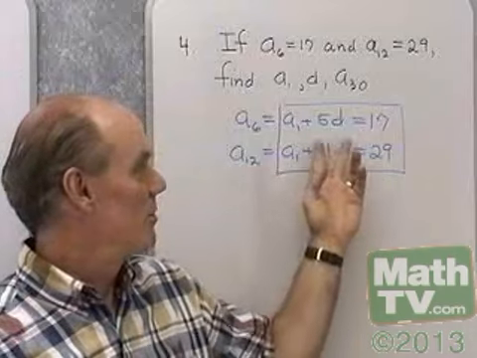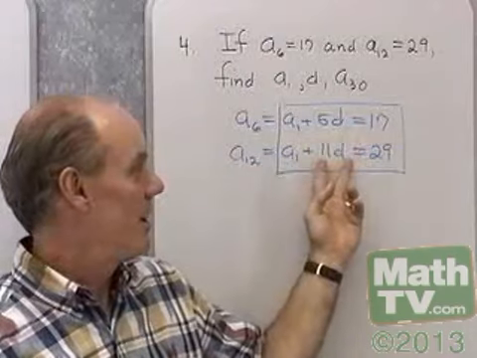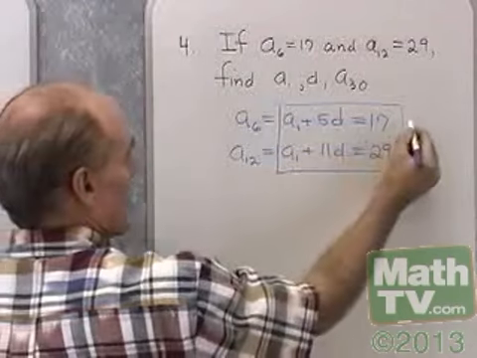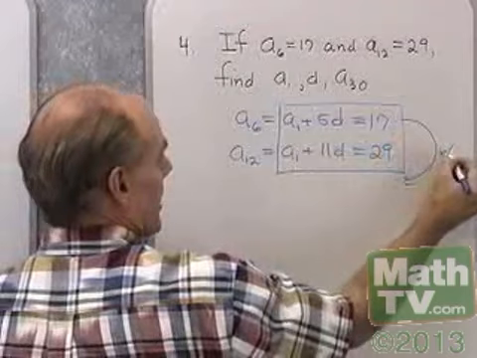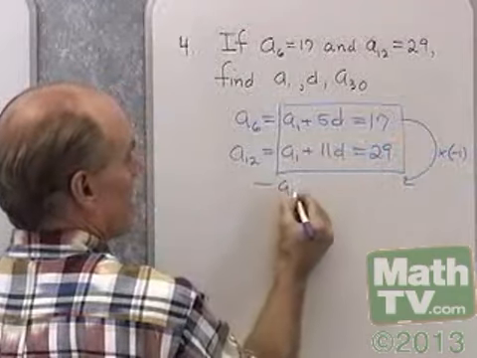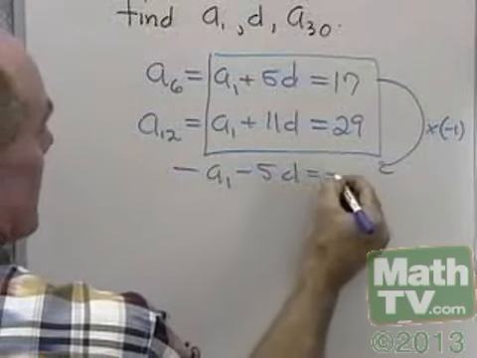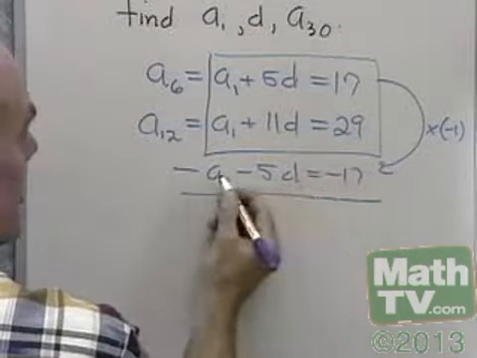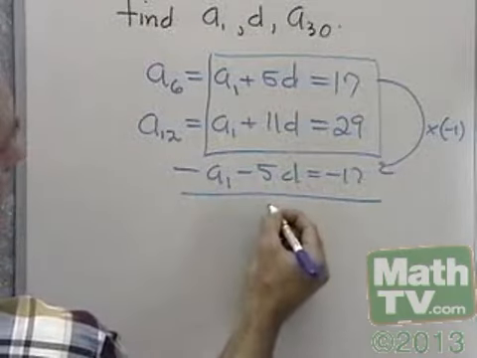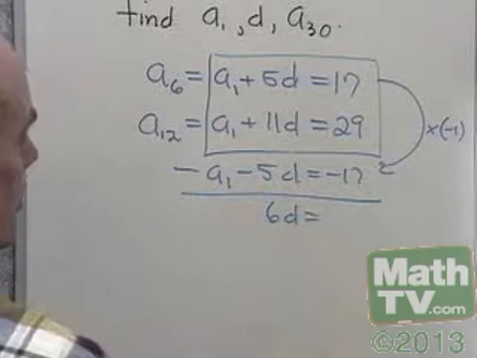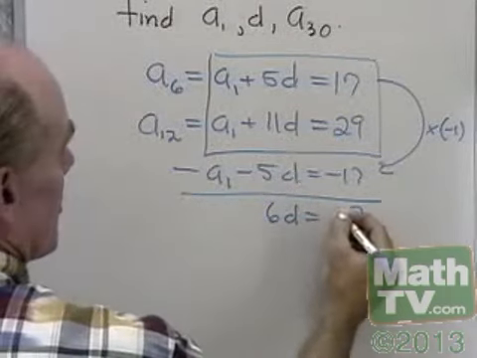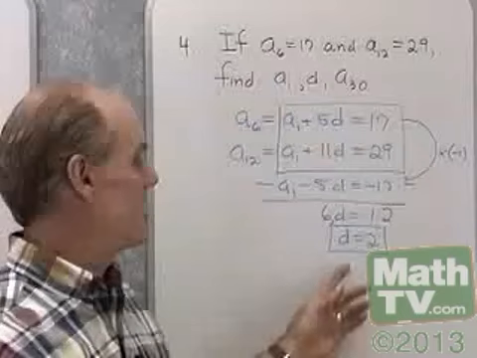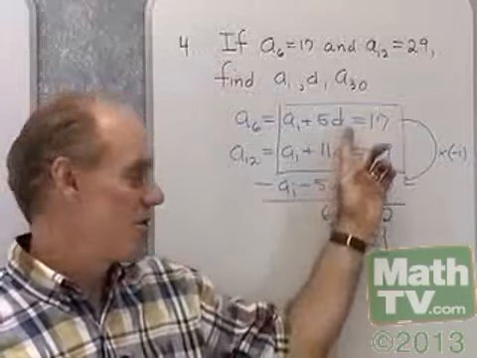I think the easiest way would be to multiply this equation by negative 1 and add it to this equation. If I do that, I'll get 0a1. So let's see. I'll multiply this by negative 1, so I get negative a1 minus 5d equals negative 17. Add this equation to this equation, and I end up with 6d is equal to what? Let's see, 2, 1. So D is equal to 2. So I end up with D is equal to 2 by solving this system of equations here for D.